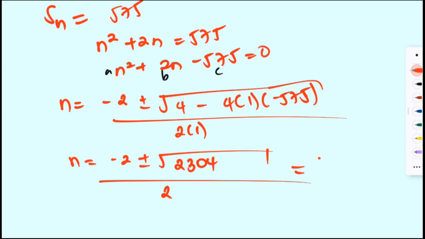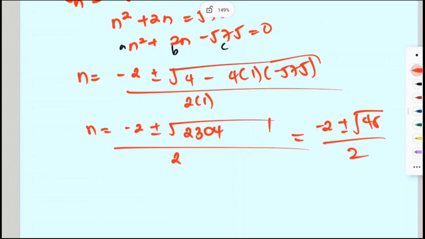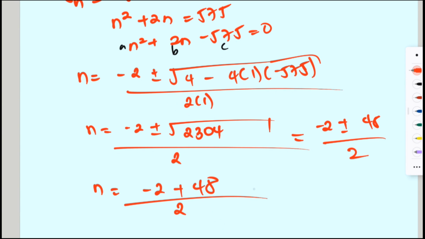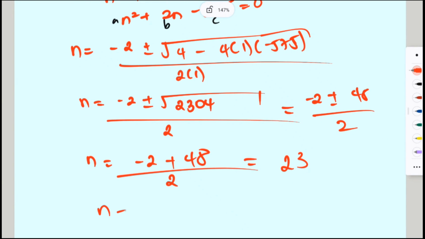Square root of that would be 48 over 2. And then we can work out the values of n. Negative 2 plus, why did I still put the square root? I don't know why, but it should be 48 over 2. And then this first one would be 23. In n, well, we don't even need to work out the second one because you cannot have negative terms.